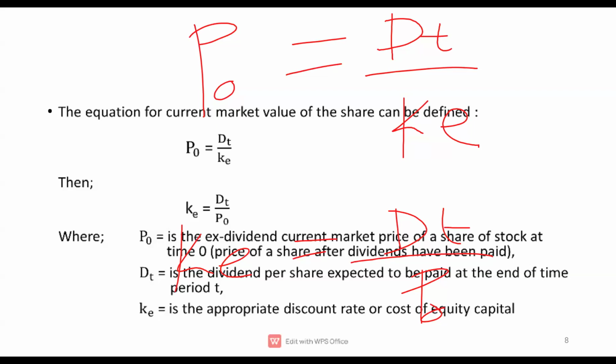So the P naught is basically the ex-dividend current market price of a share, like the price per share. Let's say the value of a share is 50 kwacha, maybe it is 25 kwacha, or maybe it's 250 kwacha, whatever the price, that is what we mean by the current market price of a share. Then the D at T is basically the dividend per share. Usually these dividends are charged per share. So you say how much is the value of the dividend one is going to receive. That is purely dependent on the number of shares that one has.